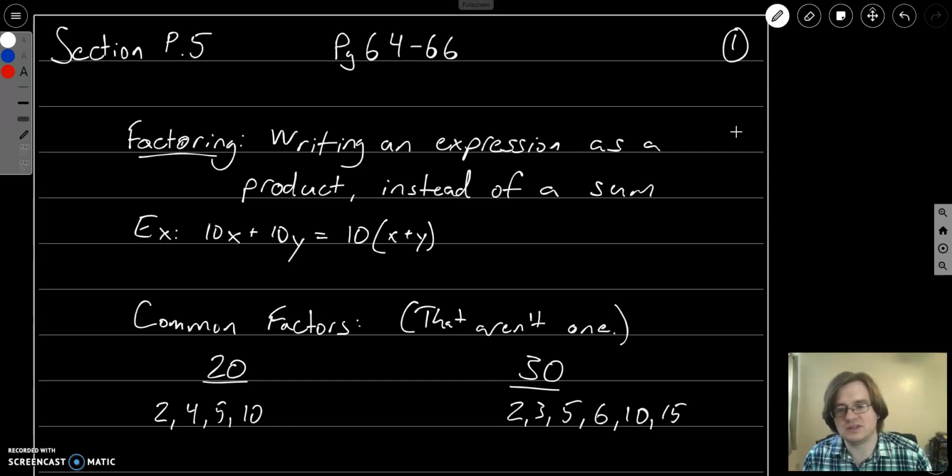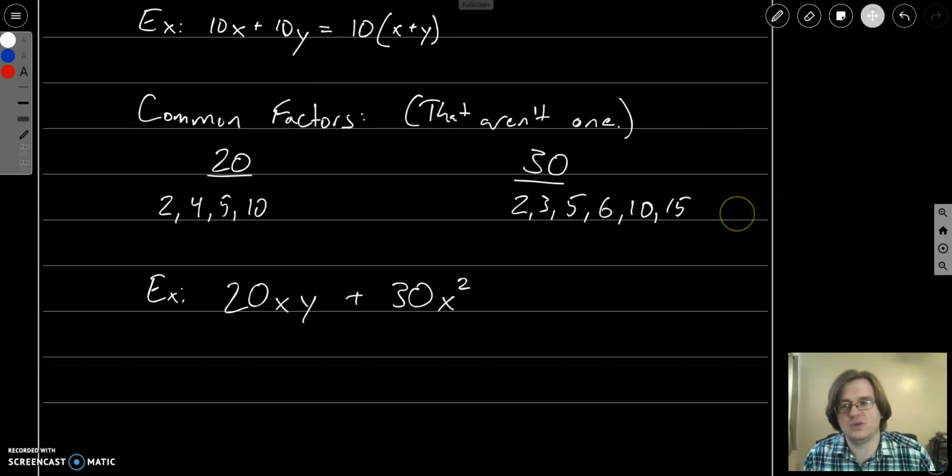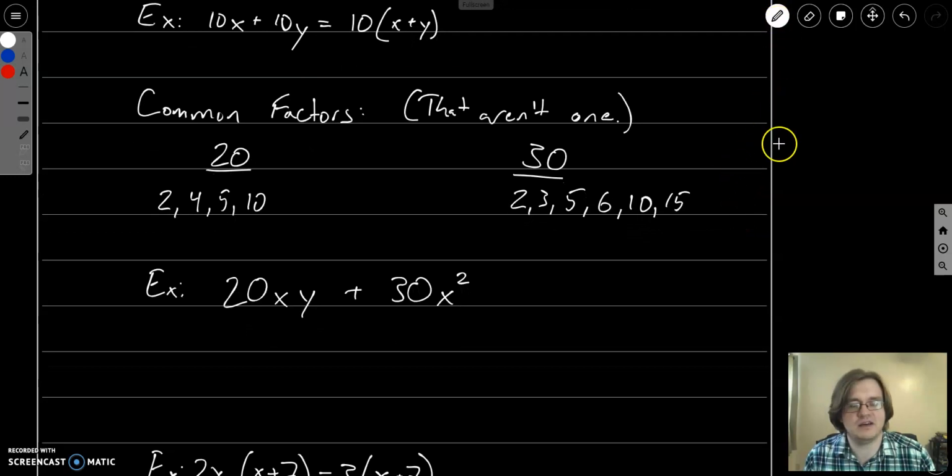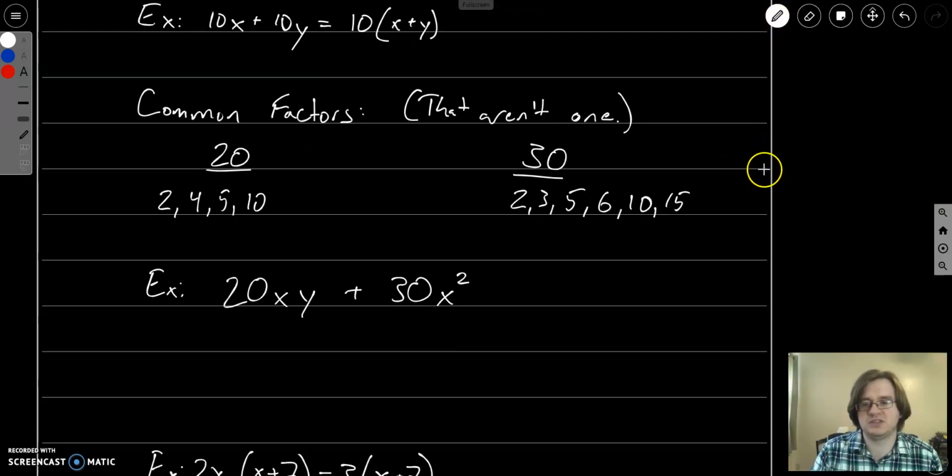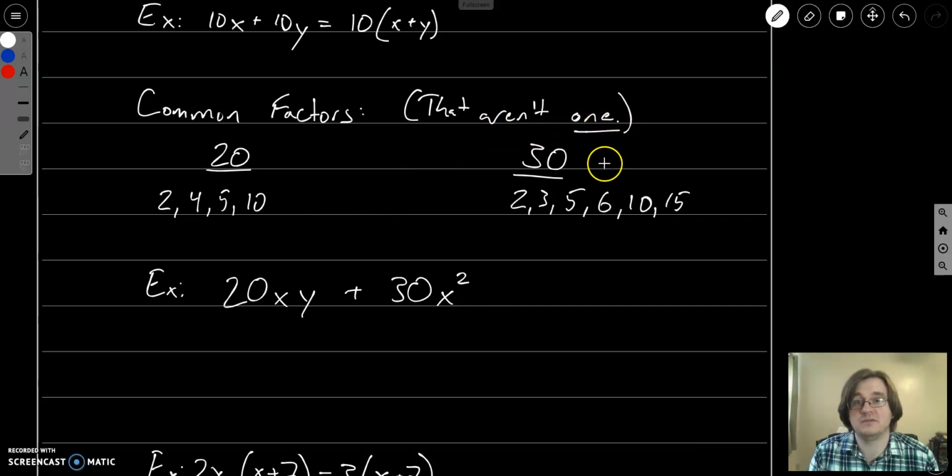So for instance, if we want to divide this by something, it's nice to know what all of its factors are. So when we want to factor expressions, it's important to understand what a common factor is. So a common factor between two things, so here I just have two numbers, 20 and 30. We want to understand what the common factors are. And for the moment, we're not going to worry about the number 1 because 1 is a factor of everything.